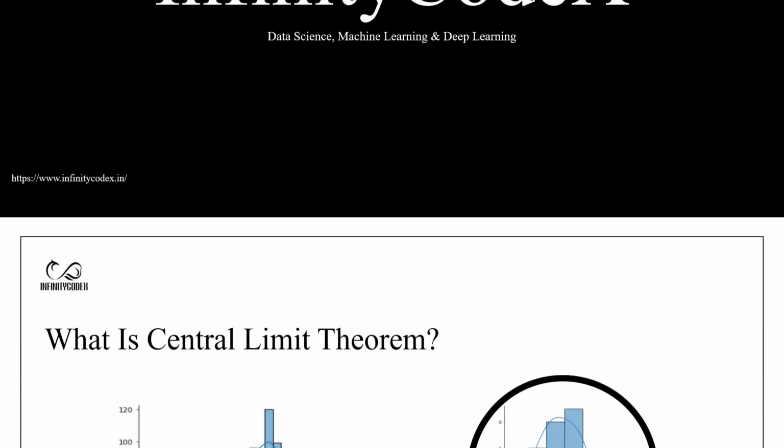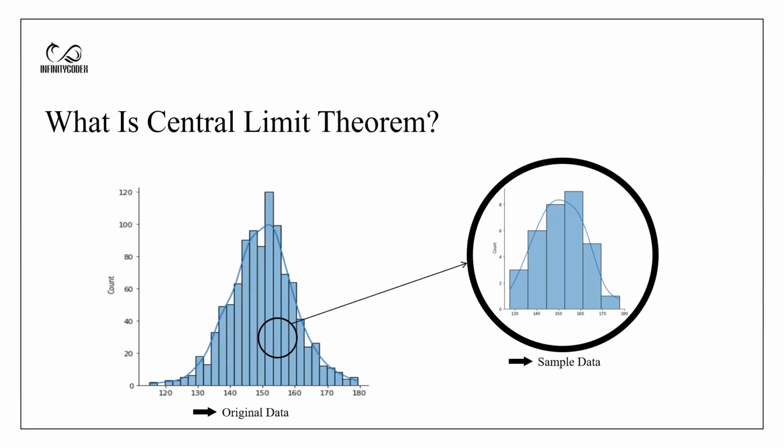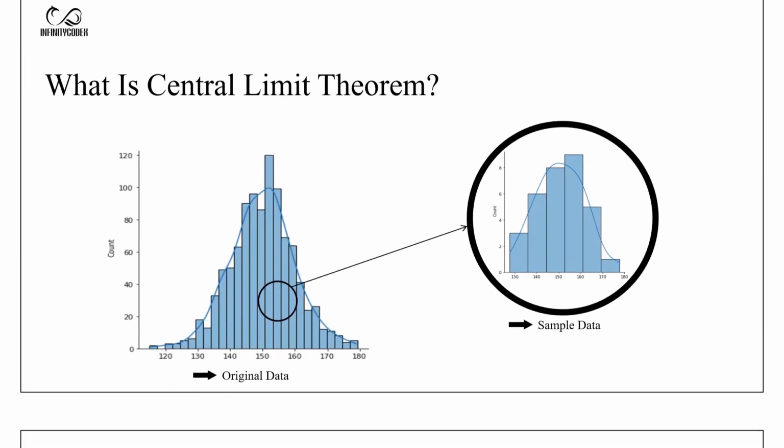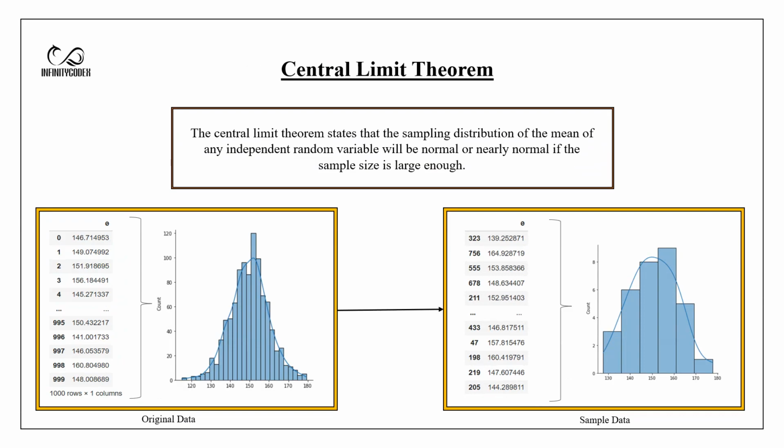And now today's topic is, what is central limit theorem? So, what is central limit theorem and why is it important? Central limit theorem is the basis of hypothesis testing. The definition of central limit theorem states that the sampling distribution of the mean of any independent random variable will be normal or nearly normal if the sample size is large enough.